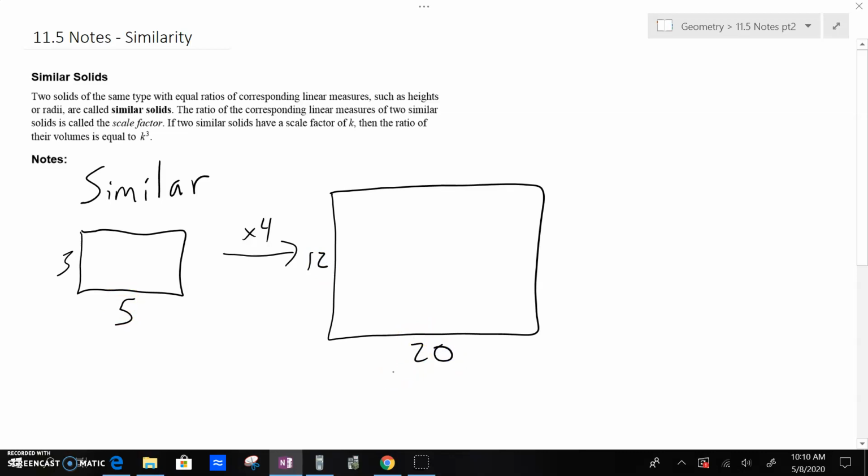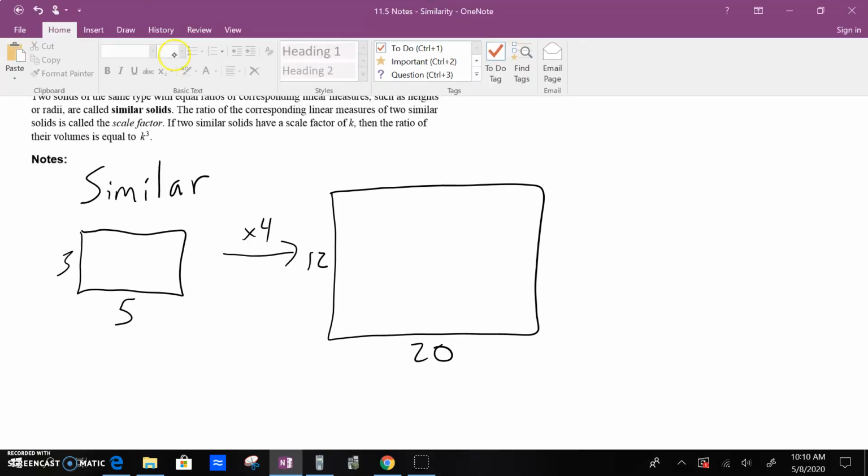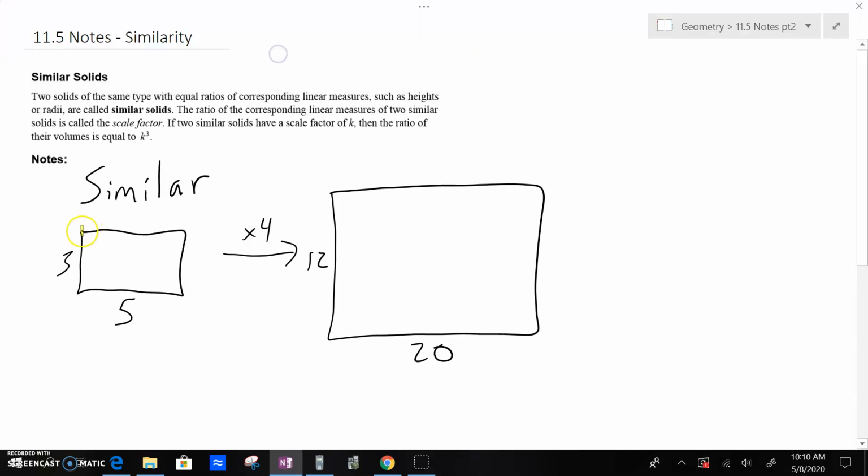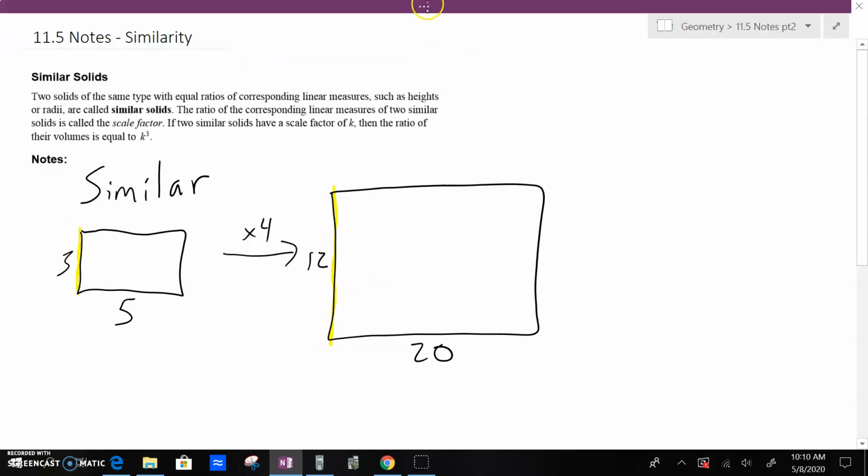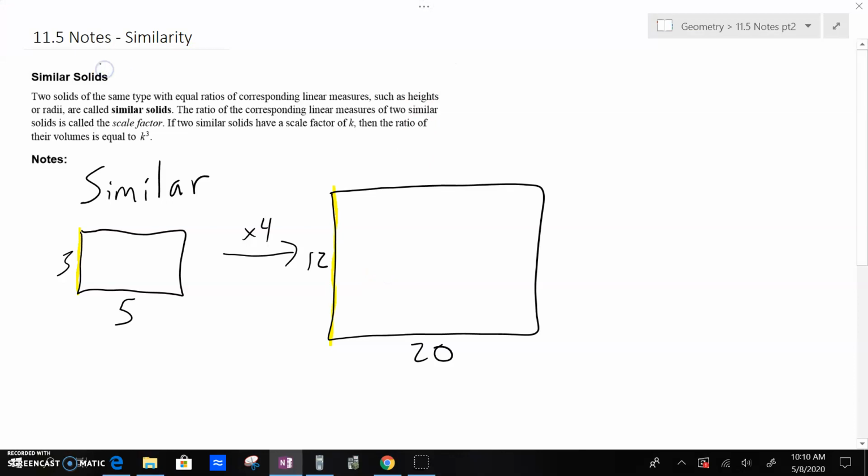If you compare this side of 3 to this side of 12, to get from 3 over to 12, what we did was multiply by 4. And that's if you're just talking about a single side of a shape. The same would hold true, of course, with the 5 and the 20.